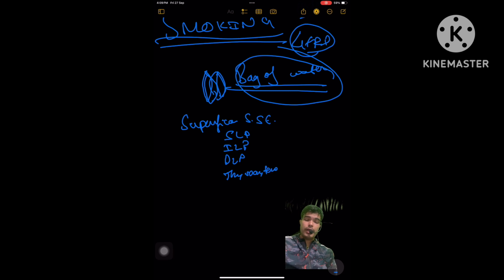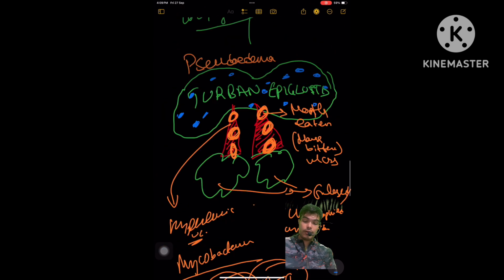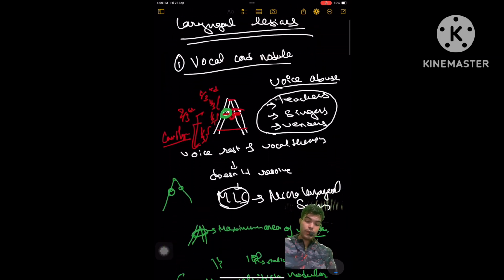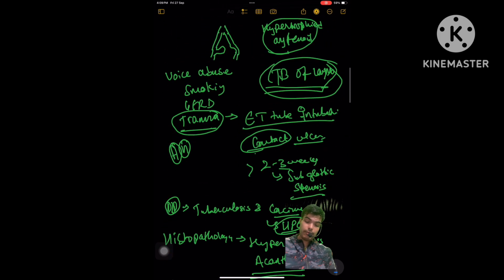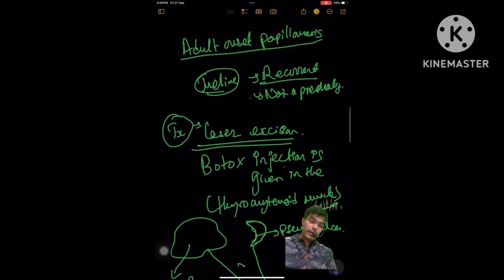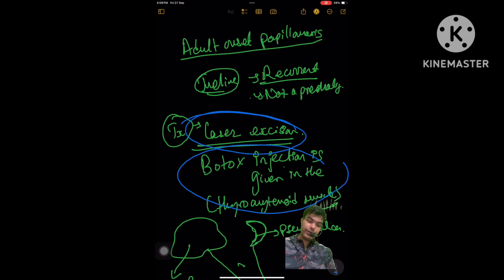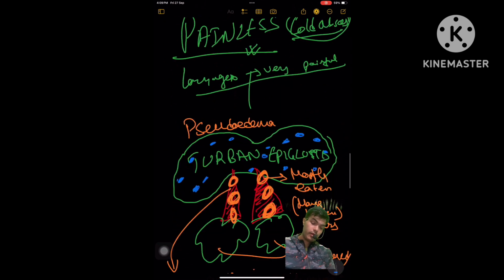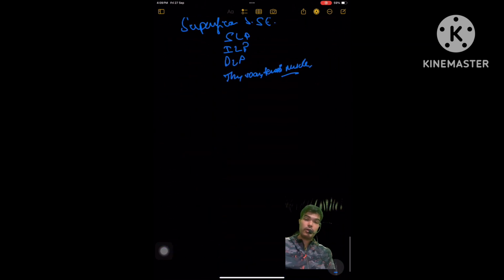Thyroarytenoid muscle. Can you tell me one condition where we were injecting Botox in the thyroarytenoid muscle? Yes, I already told you in the front. You forgot? I also forgot. That is why I'm looking at it. Okay, see here. In the adult, after laser excision, Botox injection is given into the thyroarytenoid muscle in pachydermia laryngitis. Okay, in pachydermia laryngitis. I'm also a student, I also forget what to do. Okay, this thyroarytenoid muscle.